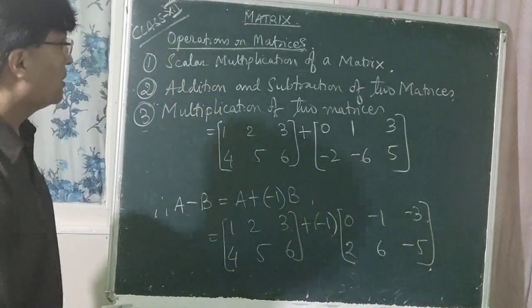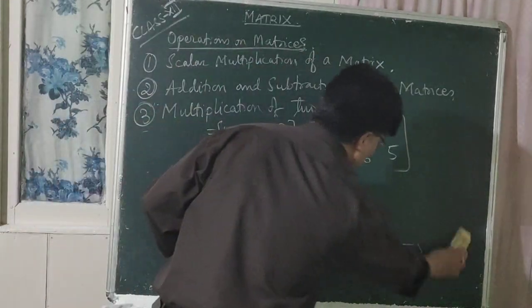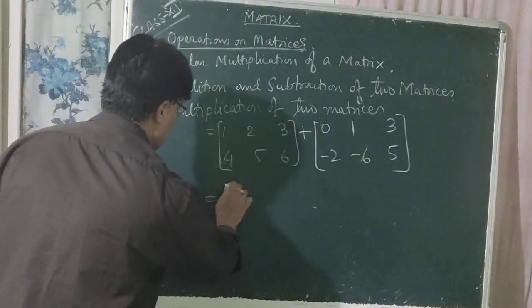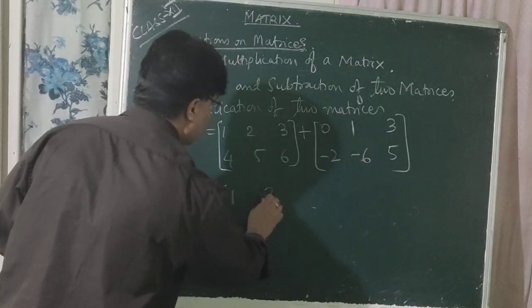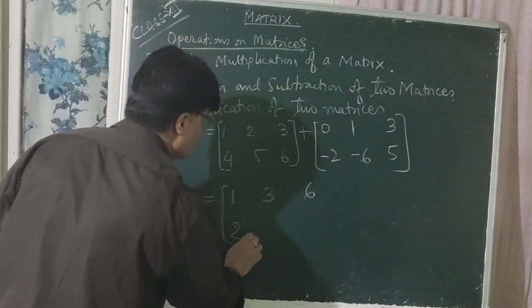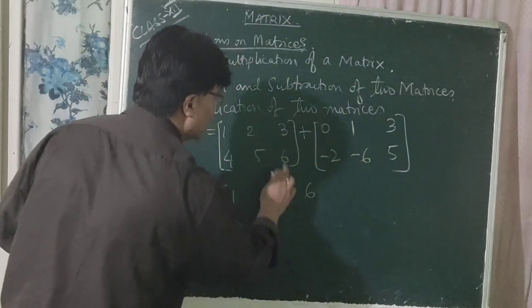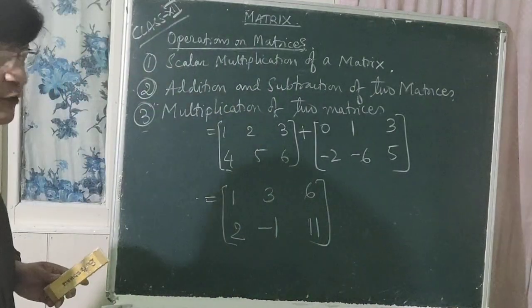So you have to multiply all the elements of the given matrix by the scalar, that is minus 1. Is that clear? So we got this expression. Now we can add those two matrices, isn't it? So is equal to 1 plus 0, 1, 2 plus 1 is 3, 3 plus 3 is 6, right? 4 minus 2 is 2, 5 minus 6 is minus 1, 6 plus 5 is 11. Is it clear to all of you?